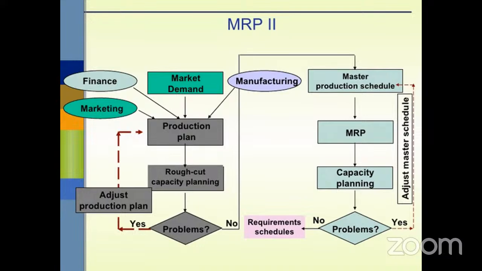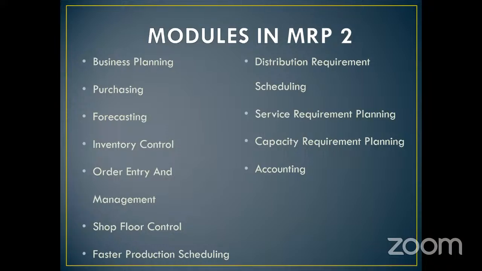These are the things in MRP2, where you show with the help of a graphical manner how you have to adjust the master production schedule if any kind of problem takes place. Okay, so after knowing MRP2, I mean the graphical representation, what are the modules inside this MRP2?